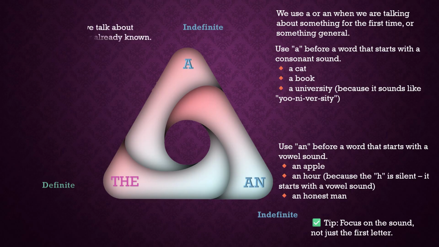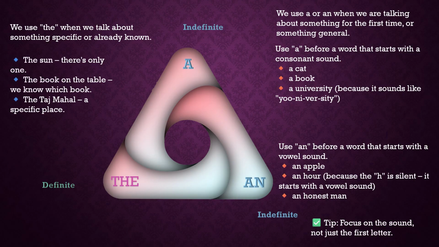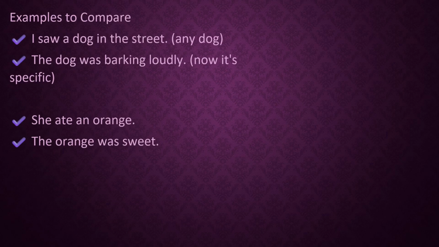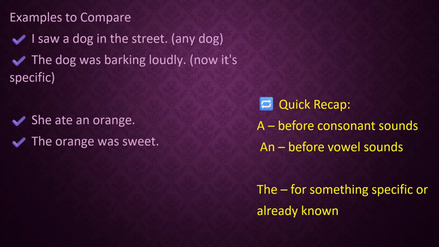Now let us look at the definite article, that is the. We use the when we talk about something specific or already known. Something specific or already known. For example, the sun. There is only one sun. The book on the table, the specific one which is on the table. The Taj Mahal, a specific place. Some more examples to compare are here. Remember that a is used before a consonant sound, an is used before a vowel sound, whereas the is for something specific.